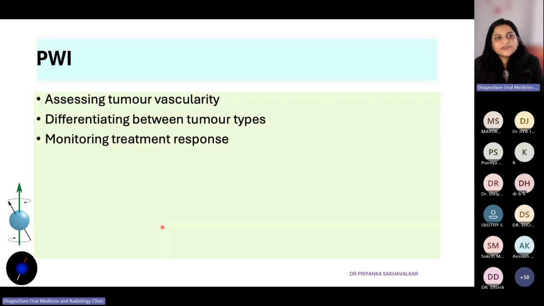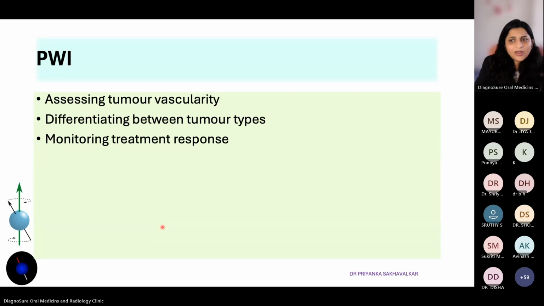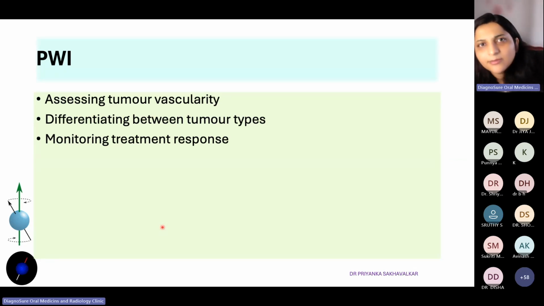Then comes perfusion weighted MRI. It measures blood flow in tissues, which is useful in evaluating tumor vascularity. Generally, because of neoangiogenesis, malignancies are more vascular. So perfusion weighted imaging shows higher signal intensity in these tumors.